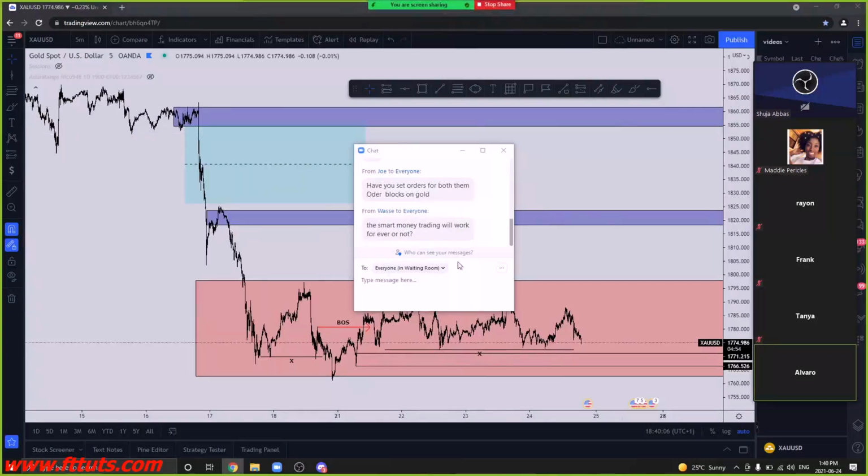Will smart money trading work forever or not? Well, with anything you do, obviously it's going to stop working at one point, but it's going to take years for that to happen.